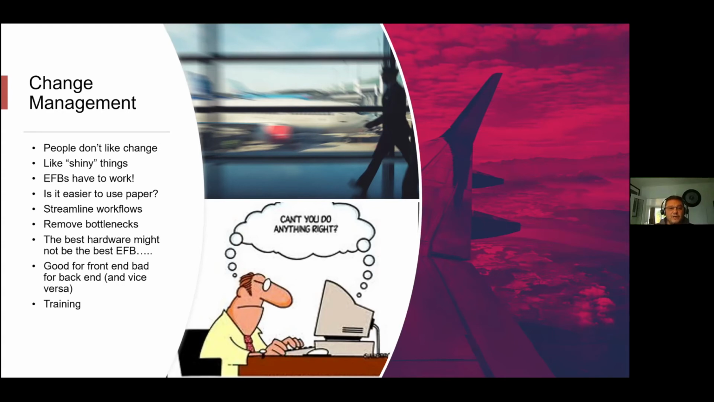And therefore, how much training do we need to give? Do we have to pay for that training? Do we have to bring every pilot in for classroom training? Can it be distance training? How's it going to sit on the approval, et cetera, et cetera? So there's lots to take into effect from a change management perspective.